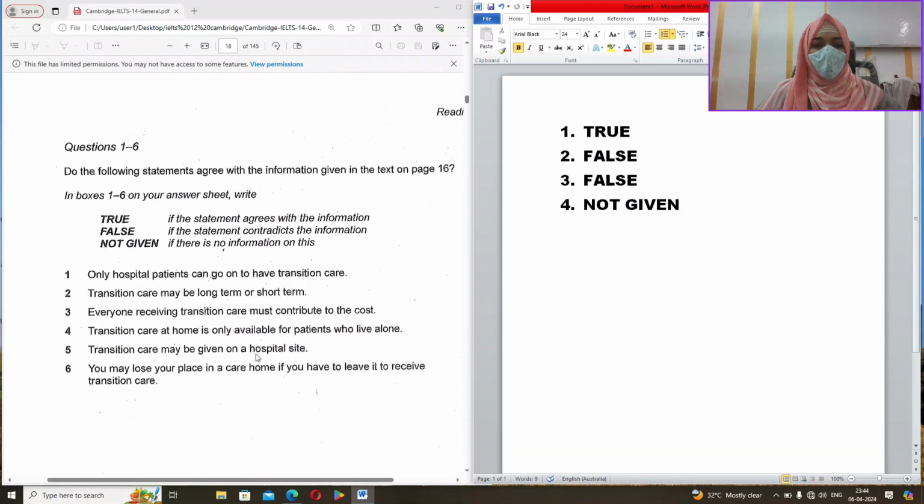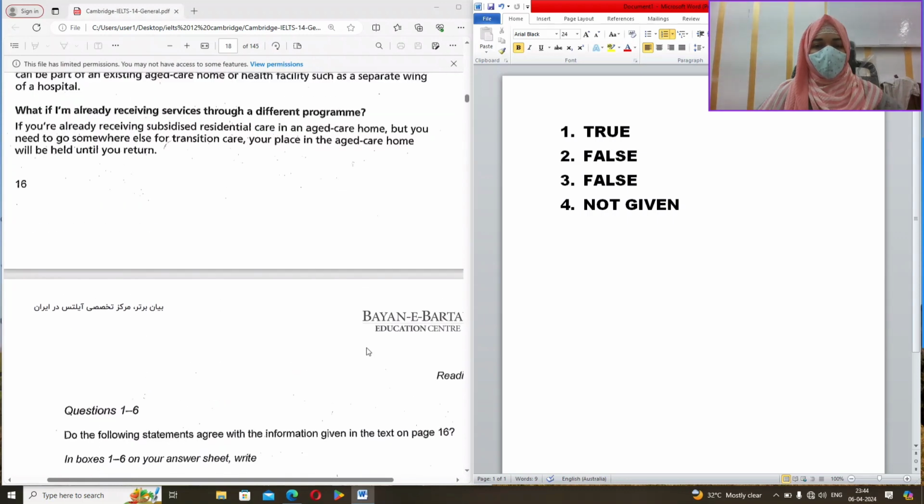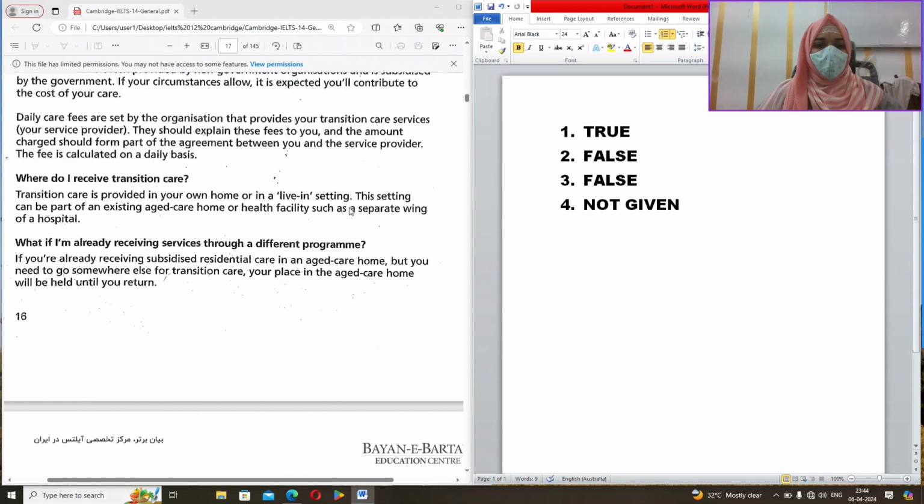Transition care may be given on a hospital site. The setting will be a part of an existing aged care home or health facility such as a separate wing of a hospital. So our answer is true. Sorry guys.